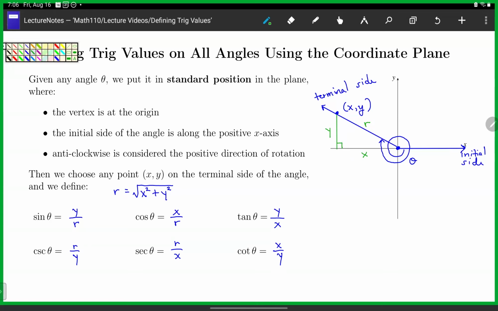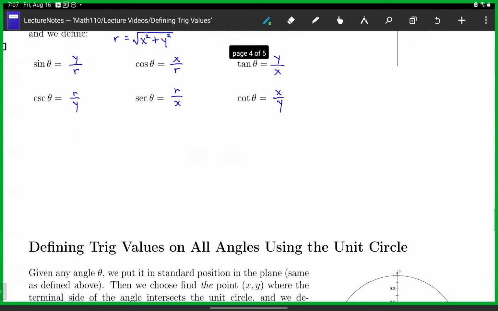So I'm thinking of theta as being the angle that's at the origin. So y divided by r is essentially my opposite divided by hypotenuse, x divided by r is essentially my adjacent divided by hypotenuse, and y divided by x is opposite over adjacent. So this is exactly the same as the right triangle definition of these trig values.